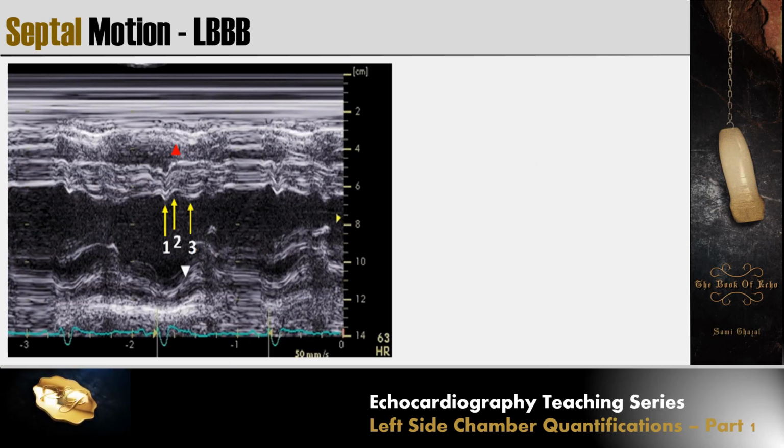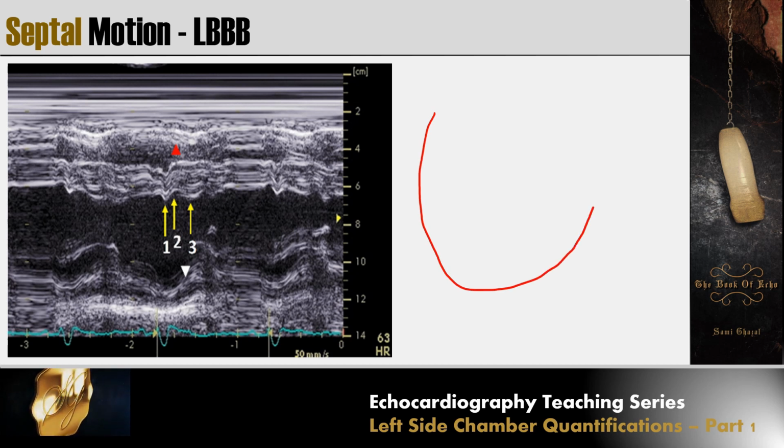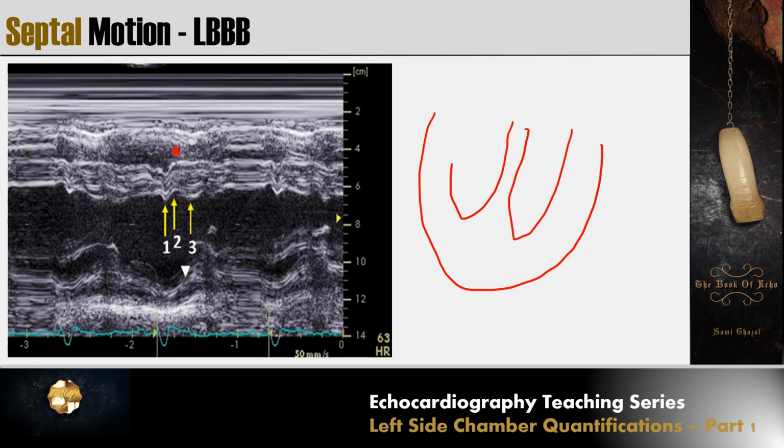So, septal motion abnormality in left bundle branch block. Let me explain to you. In left bundle branch block, if this is the heart, this is the septum here, and you have the conduction fibers of the heart going here and there.